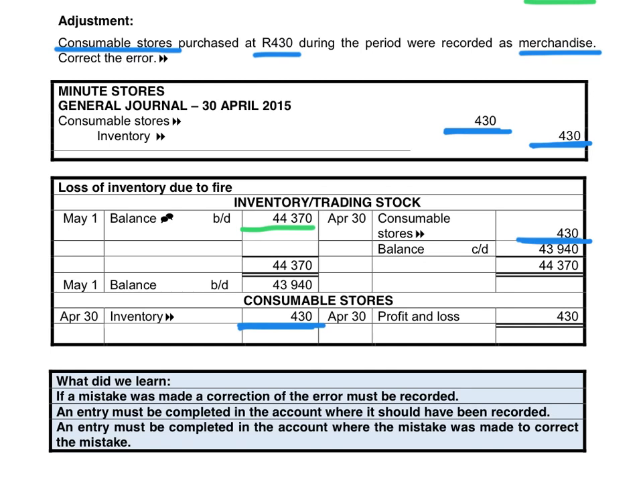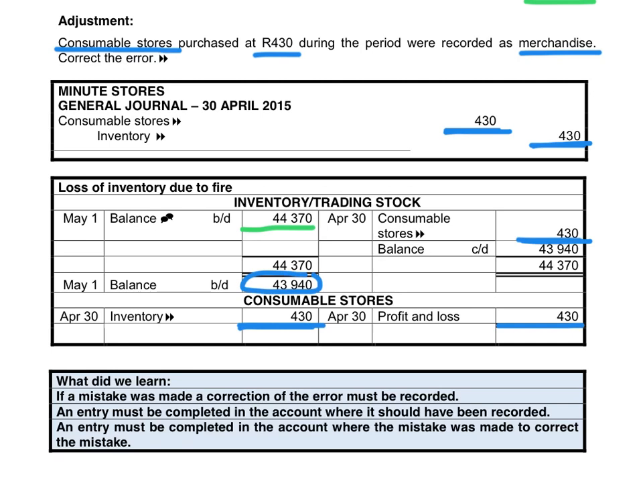Then in the profit and loss, we will show the expense of 430 in my consumable stores account. In the inventory account, after I've taken the 430 out, I will calculate the new balance, and this 43,940 will go to the balance sheet as a current asset.